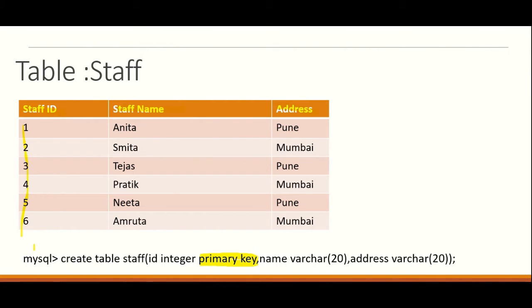In this MySQL query, create table staff, ID of type integer and primary key. With the use of the keyword primary key, we are putting a constraint on this table that it will not accept duplicate values for this staff ID.